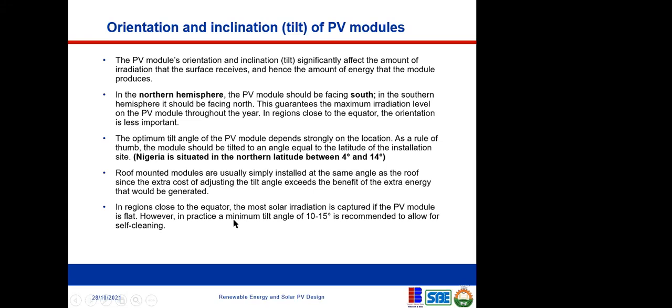Okay, so in regions close to the equator, I was trying to talk about the equator. If you're on the equator, just make it flat. However, it's not advisable to leave it flat, so that it can clean itself. If there is some debris on it, it can fall off. So in regions close to the equator, the most solar irradiation is captured if the solar PV module is flat. However, in practice, a minimum tilt angle of 10 to 15 degrees is recommended to allow for self-cleaning.